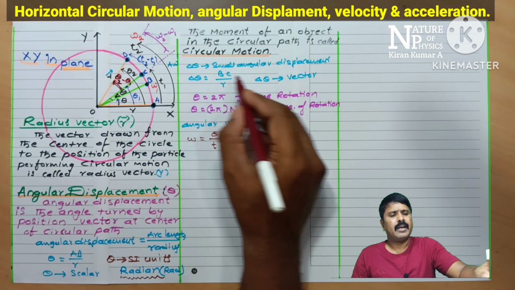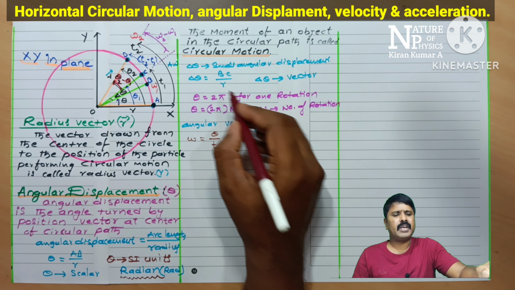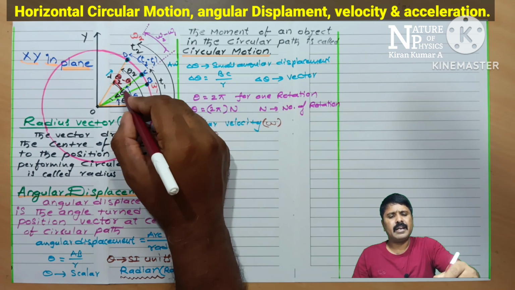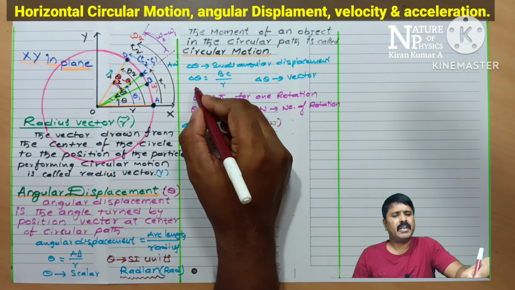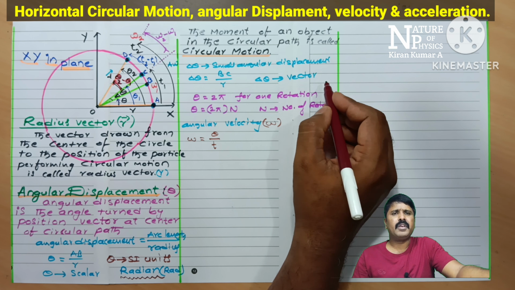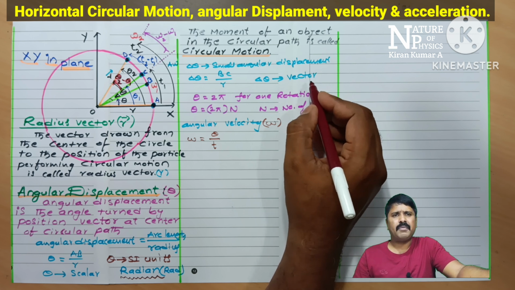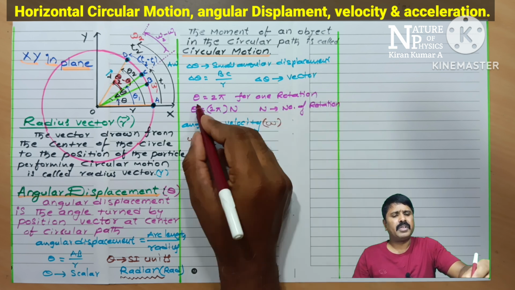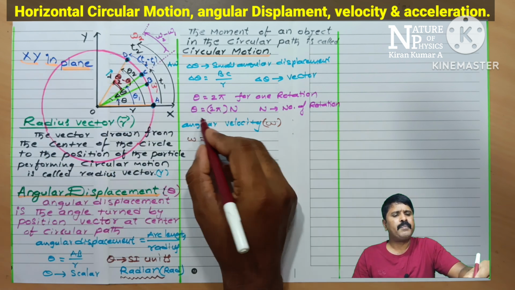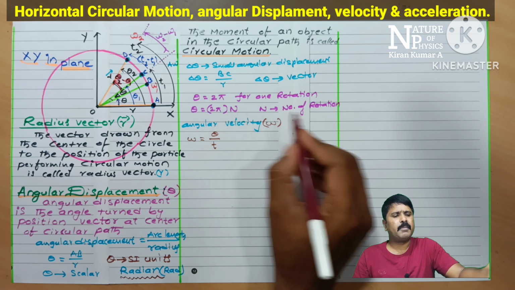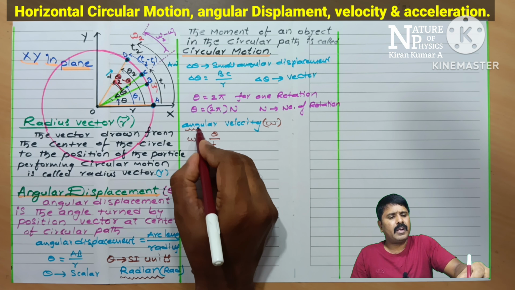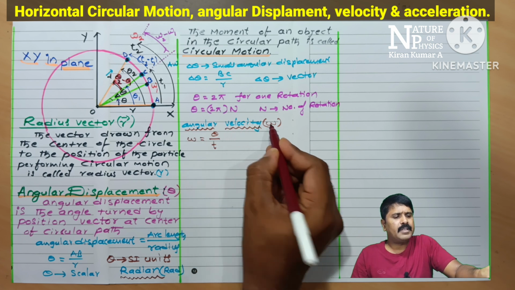Continuing, delta theta is the small angular displacement. Delta theta is equal to BC by R. According to the diagram, BC gives delta theta, the small angular displacement, that is arc length divided by radius. Delta theta is a vector quantity because it obeys the law of vector addition, student. For one rotation, theta is equal to 2 pi, and theta is equal to 2 pi n for n number of rotations, student. And next is angular velocity, represented by omega.